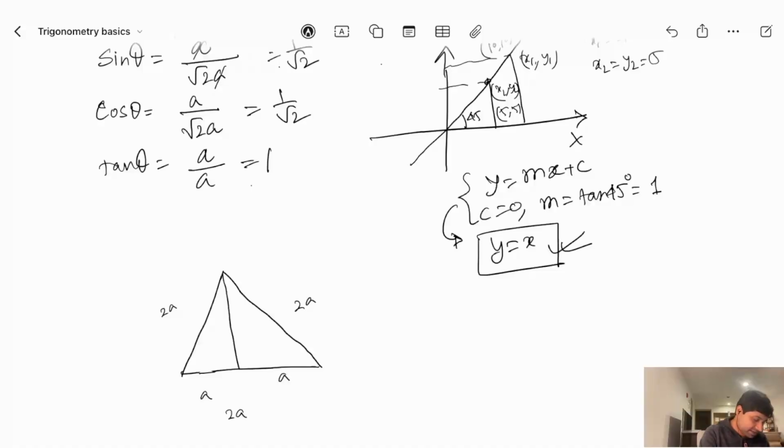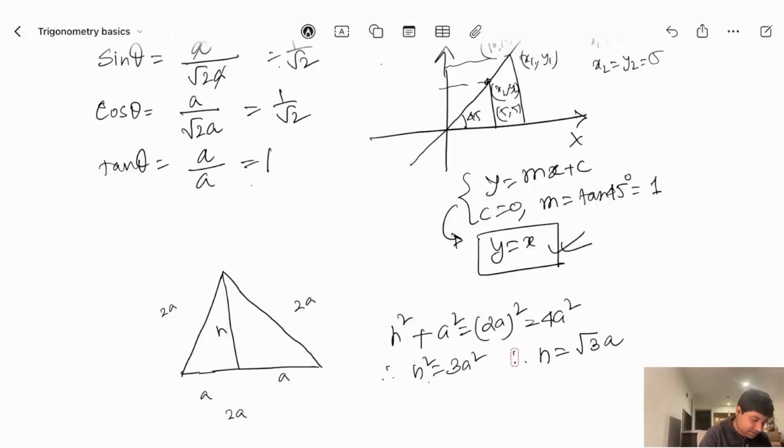So if it is a, then what is the height here? So from the Pythagorean theorem, we know height squared. So if I represent height as h, height squared plus a squared equals 2a squared, which is nothing but 4a squared. So height squared is actually 3a squared. So h is nothing but square root of 3 a. Great. So we got the height here.